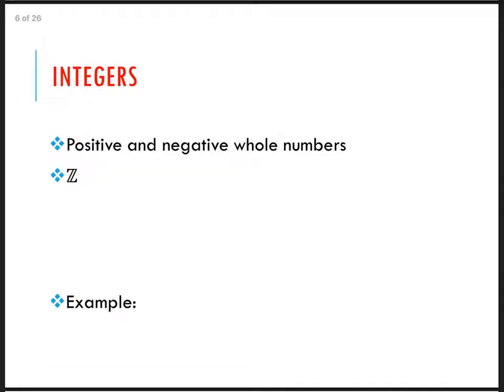Okay, so integers are the positive and negative whole numbers. The symbol is Z. They don't use I because it looks like a 1. So the symbol is Z. So in this case, we're going to start out dot, dot, dot, -4, -3, -2, -1, 0, 1, 2, 3, 4, and dot, dot, dot forever and ever.